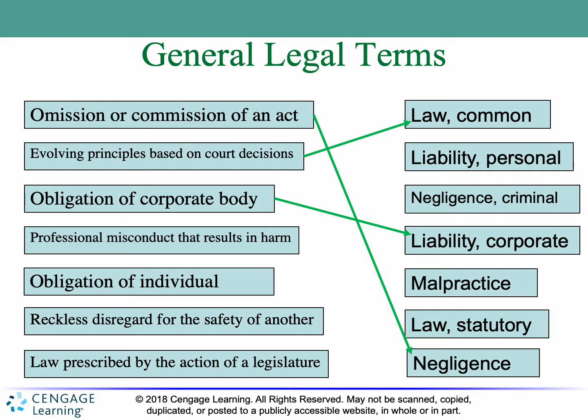What about professional misconduct that results in harm? Professional misconduct that results in harm. That would be malpractice. The obligation of an individual. Which term means obligation of the individual? That is personal liability. So remember, obligation of a corporate body is corporate liability. Obligation of an individual is personal liability. Couple more here. What about reckless disregard for the safety of another? What do you think that is? You have two choices. That is criminal negligence. And then lastly, law prescribed by the action of a legislature is statutory law. Remember, common law is evolving principles based on court decisions.